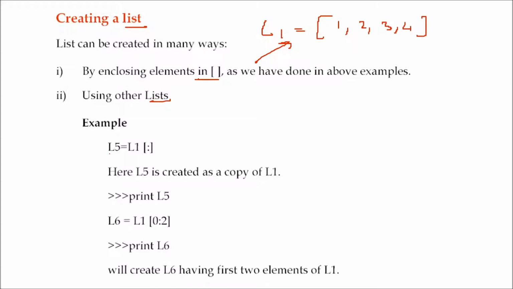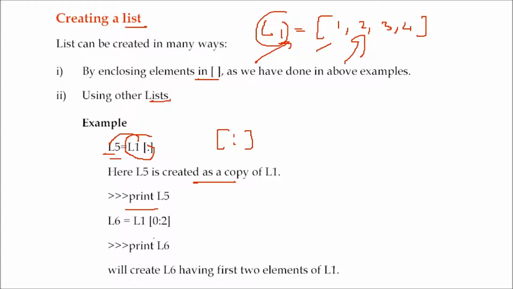Like you have L5, you want to create L5 with L1. This is L1, and you say colon colon. That means the complete list L1 has to be copied to L5. So if you print this L5, this will be L1 again, because L1 has been copied. This is just a way of copying the elements. You can just print L5, it will be similar.